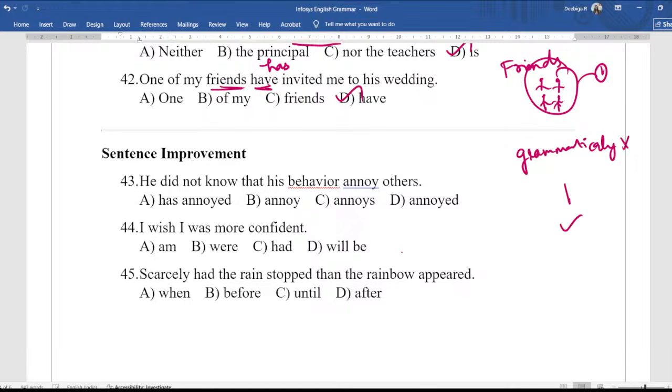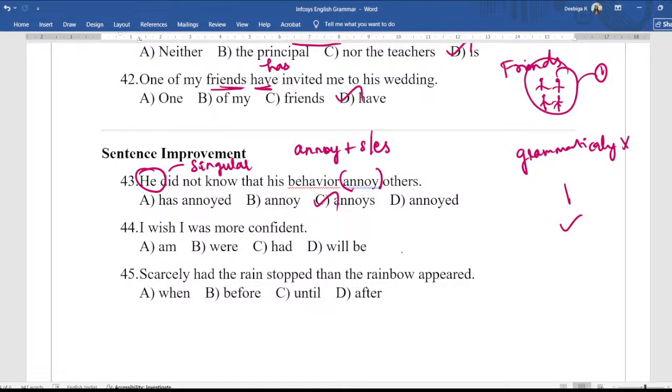Now let's see how to do that. He did not know that his behavior annoy others. Now here they have given the verb part mostly. We know that verb talks about a subject, and it is talking about the subject over here. The subject he is singular. I already told you, if you encounter a singular noun, you use a singular verb. And how do you create a singular verb? You add s or es to it. So he did not know that his behavior annoys others.